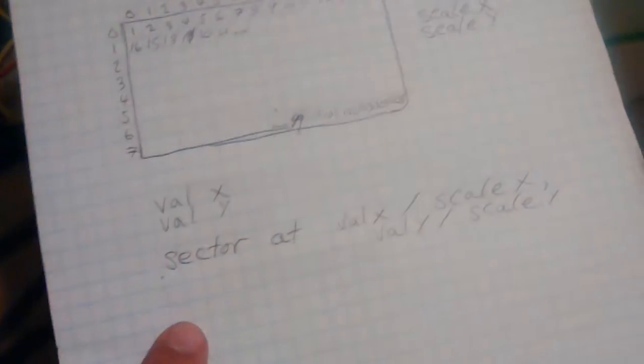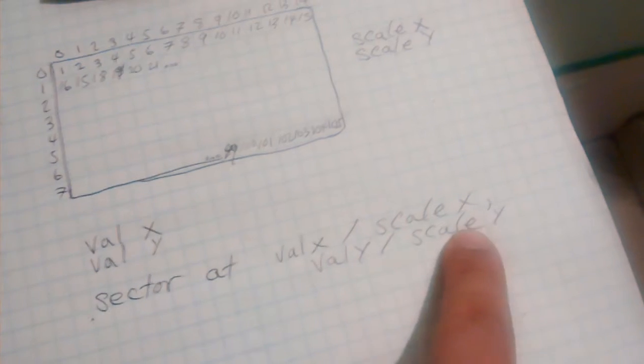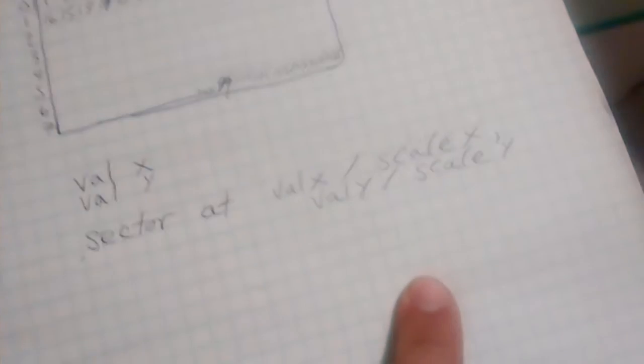Now the next part of this is you've got a coordinate. You want to figure out what sector it's in. Right? So here we go. The calculation is really simple. It's just value divided by the scale, relative to the x and the y, of course. And when you get that, you get back a sector number.